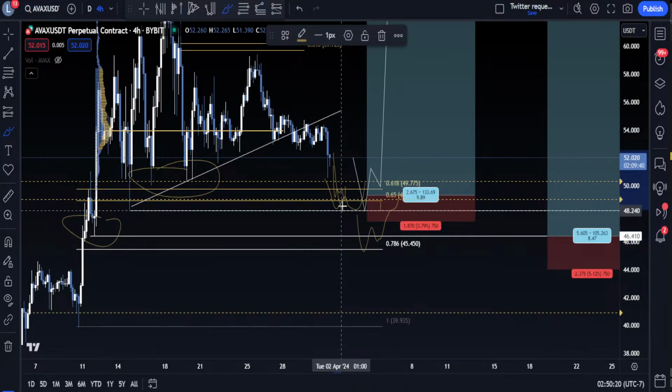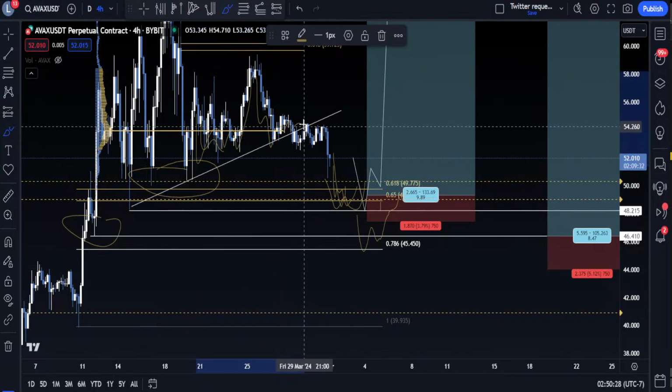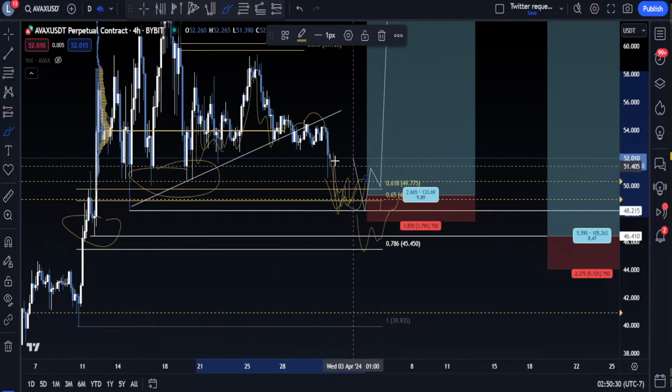I'm going to be looking for some long setups, but I've been waiting for these lows to be taken, you know, all through this as we continued ranging, just setting alerts, waiting. And I noticed today we're coming close to these levels.